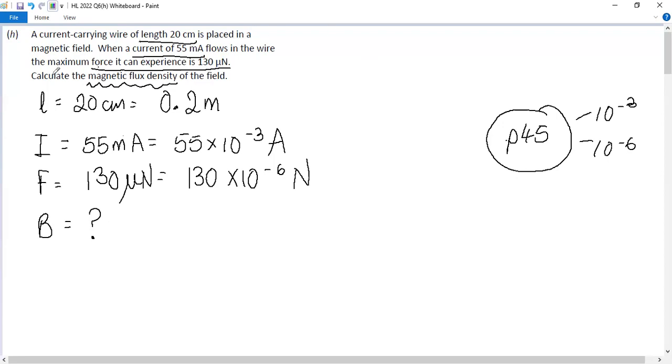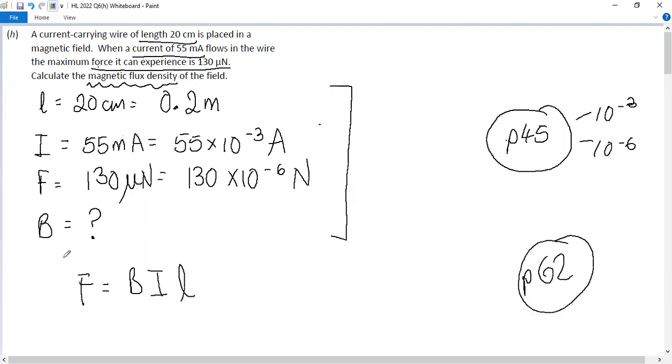Because for me anyway, the question is a couple of lines and it's not that clear, but when I do something like this, I start seeing the pattern of, oh, I've got a B, an F, an I, and an L. Okay, what does that remind me of? And that's the formula that you need to know. So I've got F is equal to B, I, L. The force is the magnetic flux density times the current times the length. And again, don't write this in your exam, but I'm just telling you now that you can find that on page 62 of your log and formula tables.